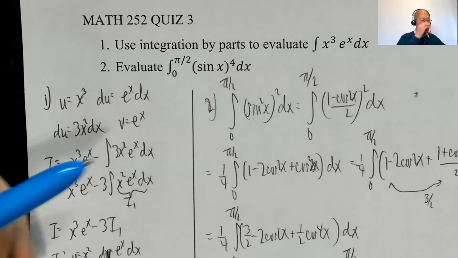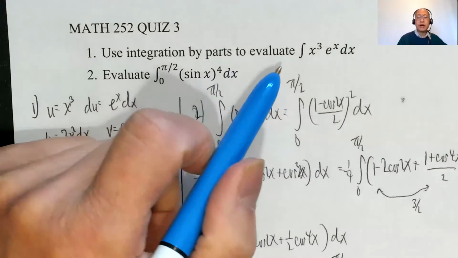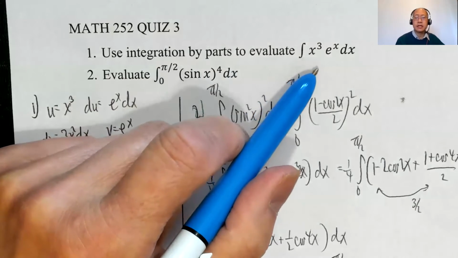These are solutions to Melham's Math 252 quiz number 3. Number 1, use integration by parts to evaluate the integral of x cubed e to the x dx.